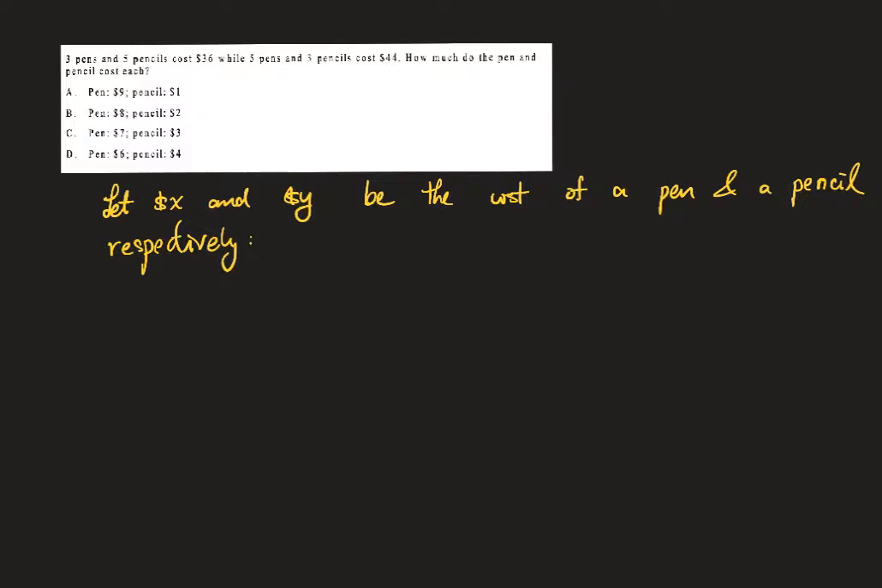And then the next step, from the first condition, 3 pens and 5 pencils cost 36. So 3x plus 5y equals 36. This is the first equation. And the second equation, 5 pens and 3 pencils cost 44. So 5x plus 3y equals 44.